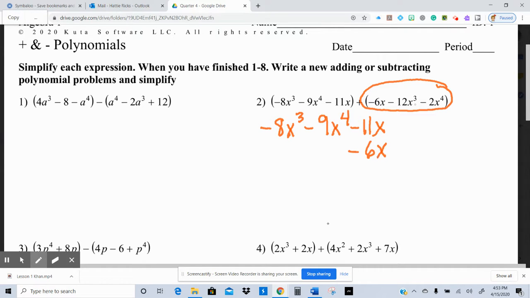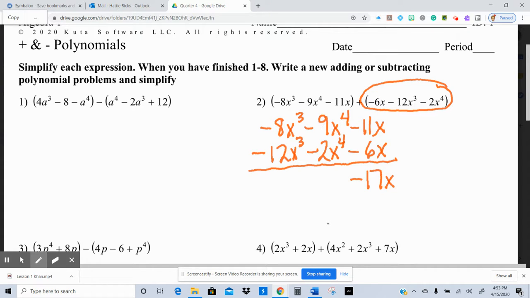Negative 12x to the third would go with negative 8x to the third because both of them have x to the third. And minus 2x to the fourth would go with 9x to the fourth because both of them have x to the fourth. Now, the harder part is remembering our integer rules, and we can do it by remembering that a negative and a negative are like borrowing money. So I borrowed 11, I borrowed 6, so I actually owe $17 or 17 x's.